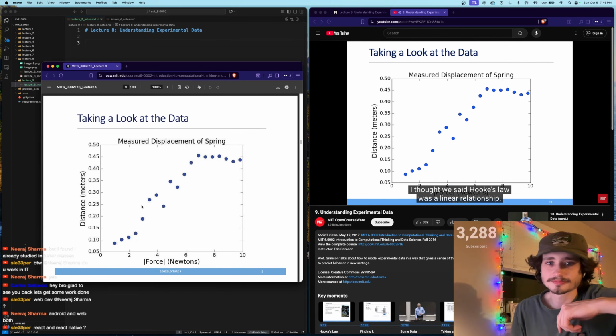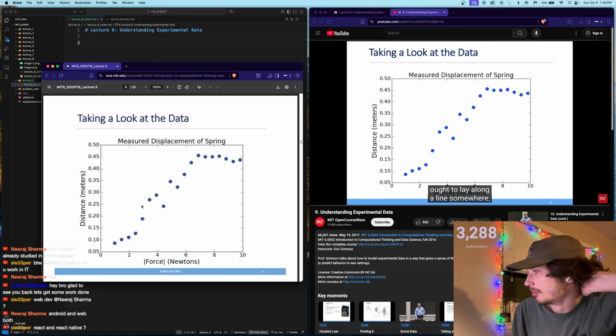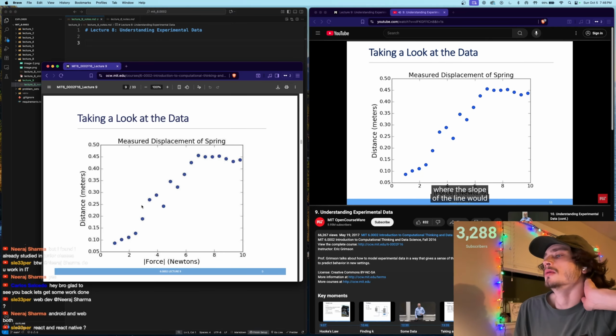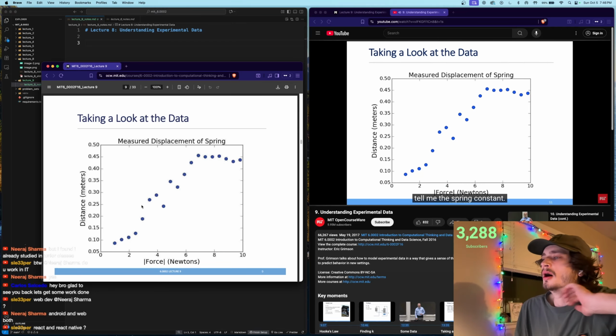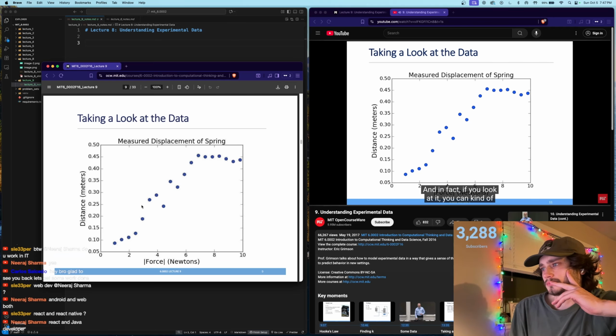I thought we said Hooke's law was a linear relationship. So in an ideal world, all of these points ought to lie along a line somewhere, where the slope of the line would tell me the spring constant. Not so good, right? And in fact, if you look at it, you can kind of see in here, you could kind of imagine there's a line there. Something funky's going on up here, and we're going to come back to that at the end of the lecture.